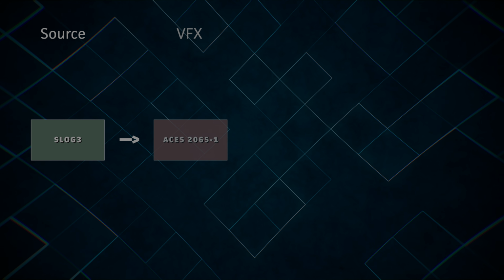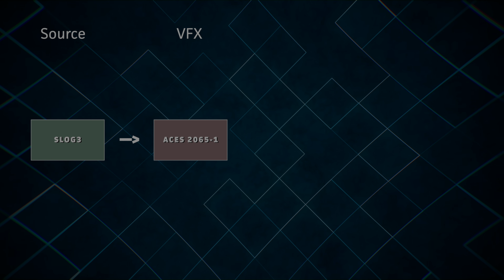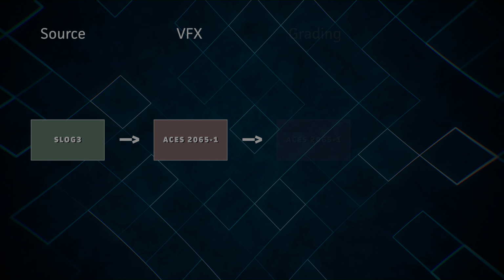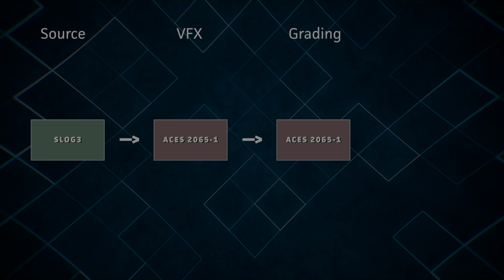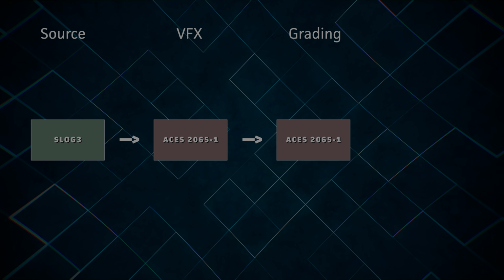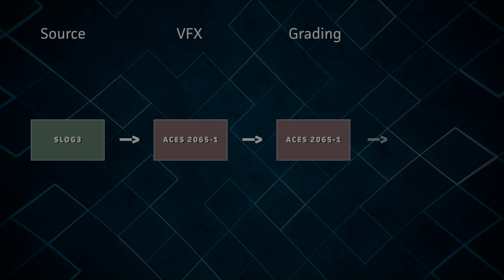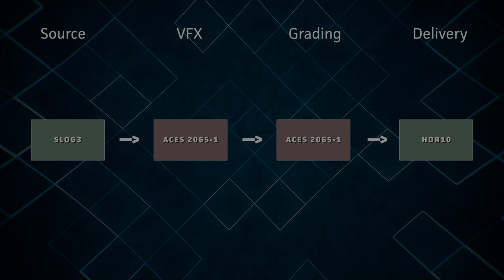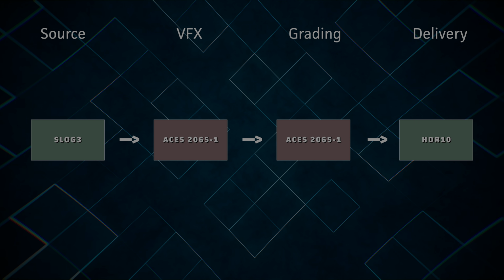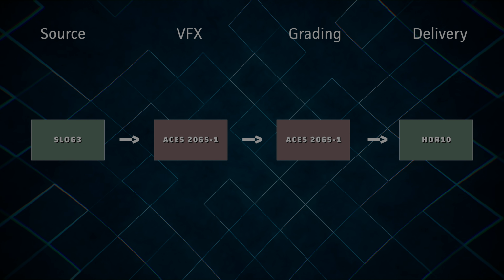In an ACES workflow, we convert all of our source footage to ACES right at the start of post-production, and keep it in a scene-referred format all the way up until the final export. Then, as the last step of the process, we can apply an output transform to convert the image to a display format of choice, be that SDR or HDR.